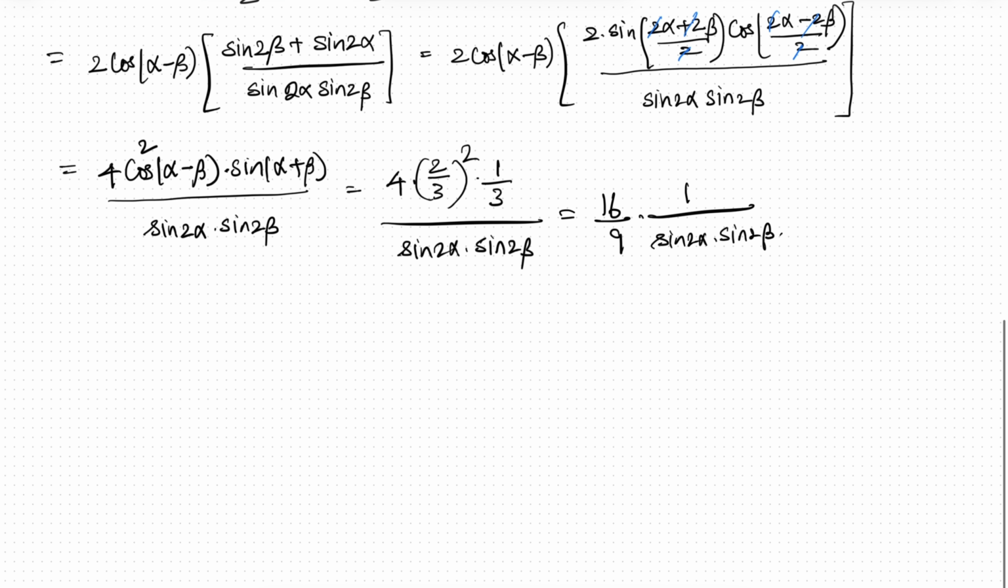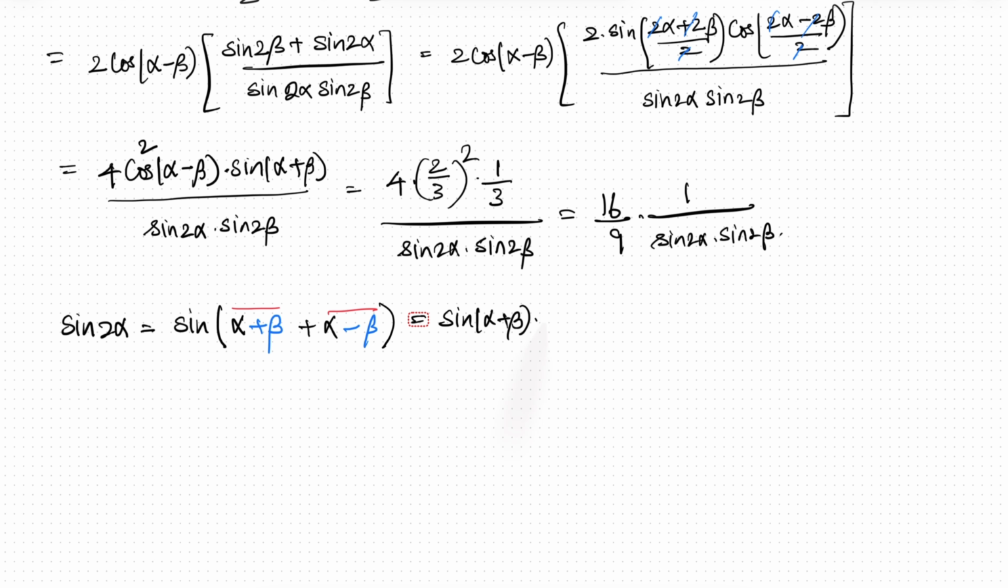So what I can do now is find sin 2 alpha. Sin 2 alpha can be written as sin of alpha, where I can add a beta and then subtract a beta over here. Thereby I'll be left with alpha plus beta and alpha minus beta. Now this could be taken as your first term and this could be taken as your second term. So we can use the sin A plus B formula, which is sin A cos B plus cos A sin B.